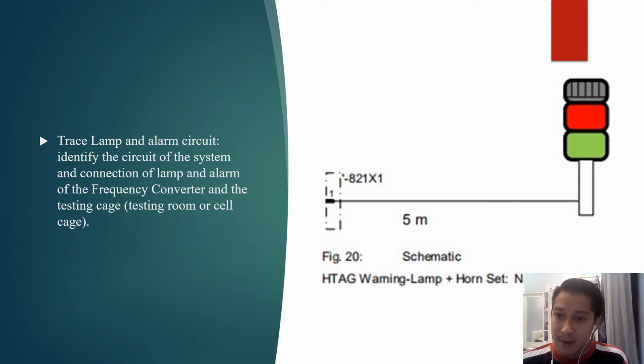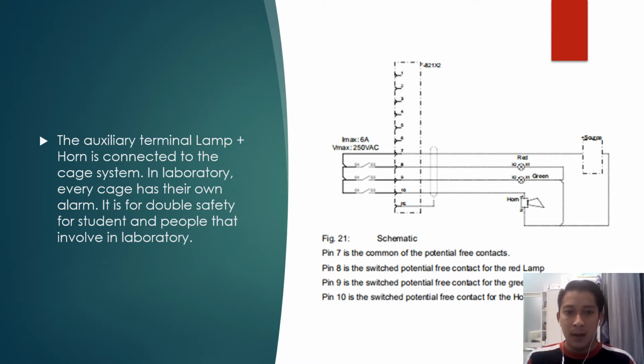And as we can see here, this is the schematic diagram of the warning lamp and horn. The auxiliary terminal lamp and horn is connected to the cache system. In the laboratory, every cache has its own alarm. It is for double safety for students and people involved in the laboratory. And lastly, as we can see here, this is the full schematic diagram of the terminal lamp and horn.